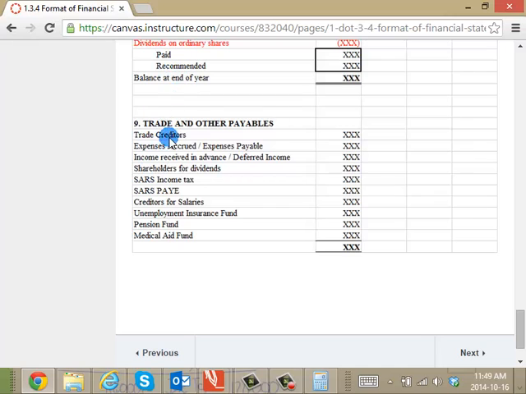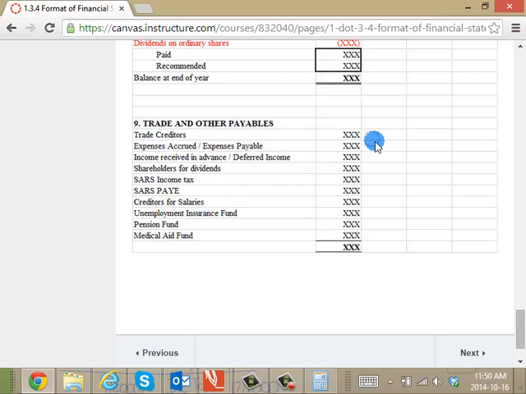It includes your trade creditors. It includes expenses accrued, income received in advance. Shareholders for dividends can be included here, or it can be disclosed separately. SARS income tax, which is the one we just included now, the 10,000, and then all your salary liabilities. Salary control accounts, amount you owe to your employees, to the UIF, to pension funds, or medical aid.